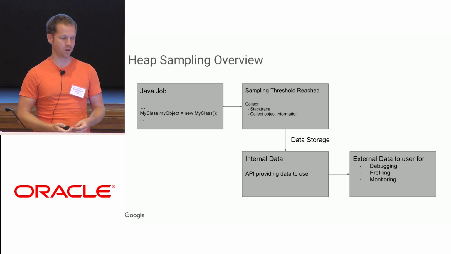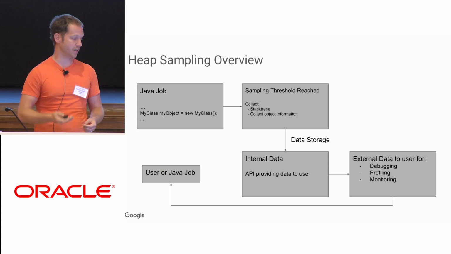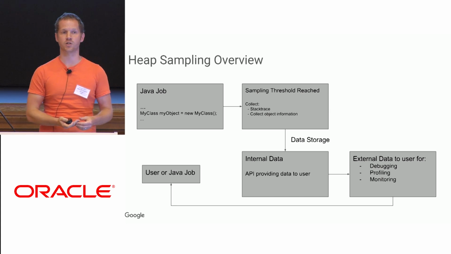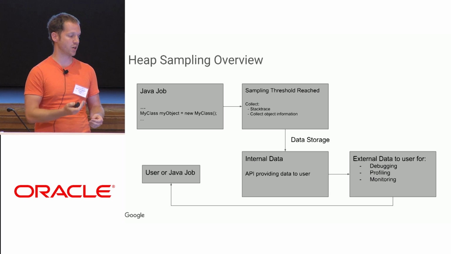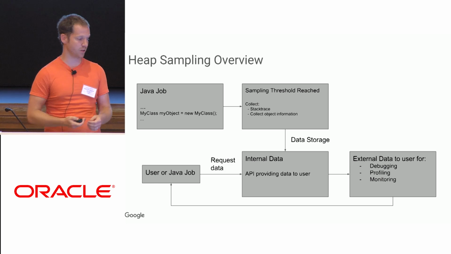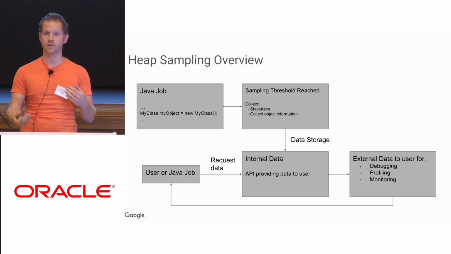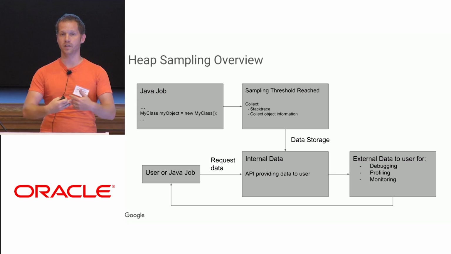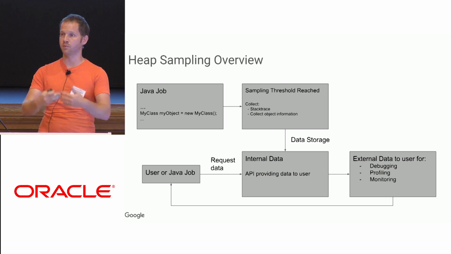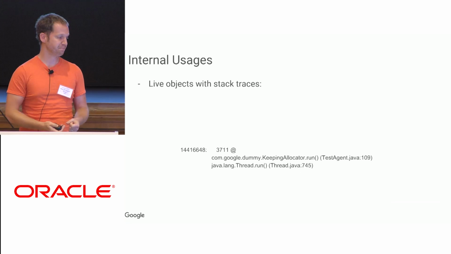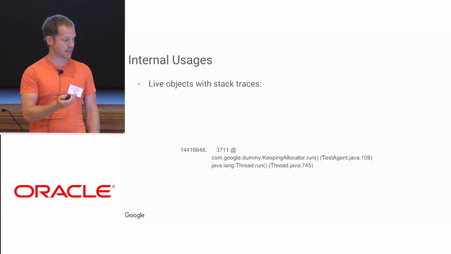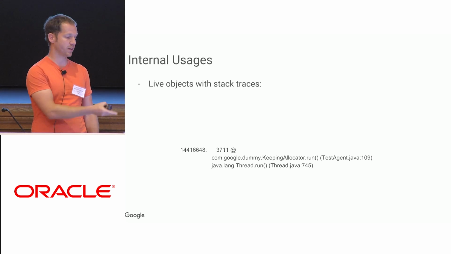And those items, the way we do it with JVM TI is we provide it to your user Java job directly, and the user Java job can use that to actually retrieve and request that data, right? So then your Java job can automatically provide this, as a server for example, to whatever users want to see it. So, as an example of really what you've got, it looks like all the other stack traces that I've seen today.